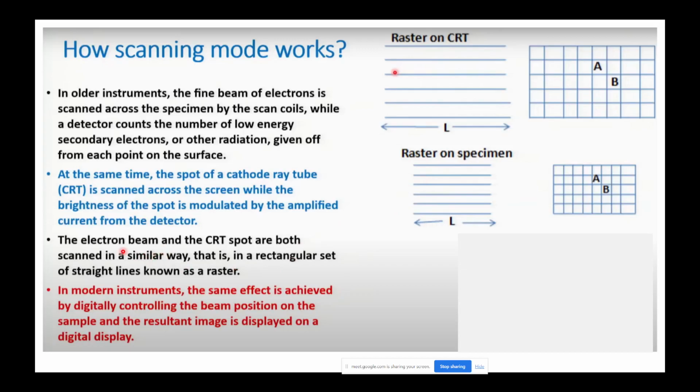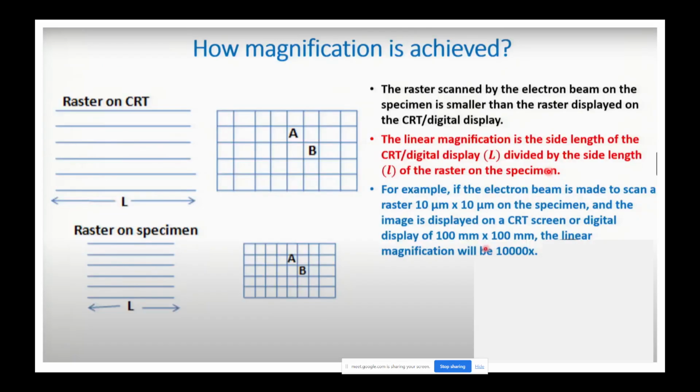In modern instruments, the same effect is achieved by digitally controlling the beam position on a sample, with the resulting image displayed in digital space. So it will give you this kind of image, point to point, and at last after the raster scan you will get the whole image, point to point.